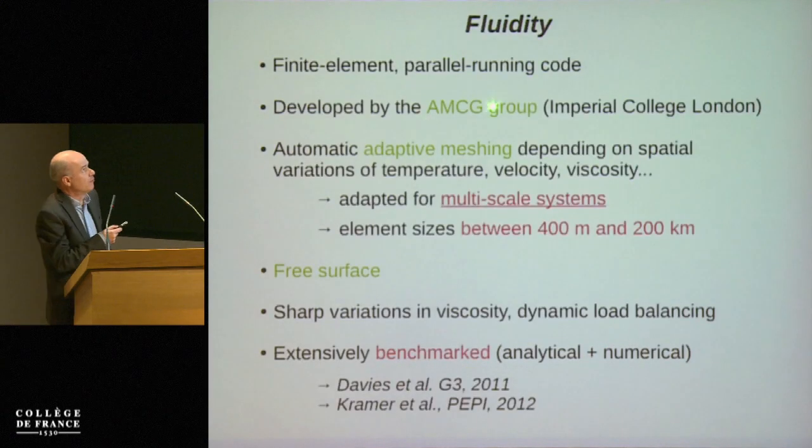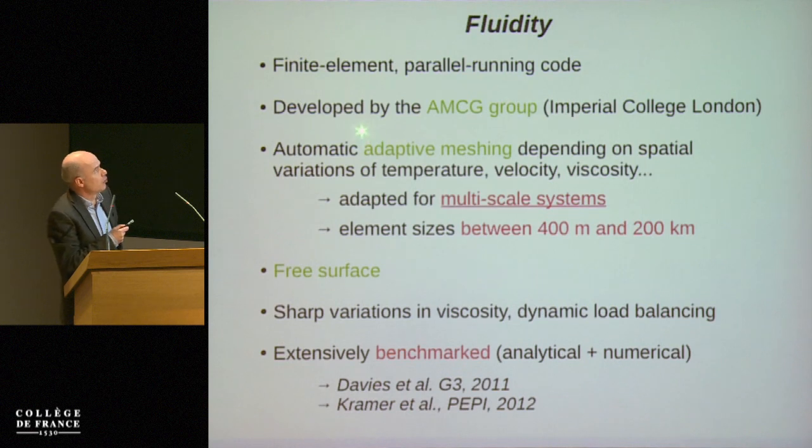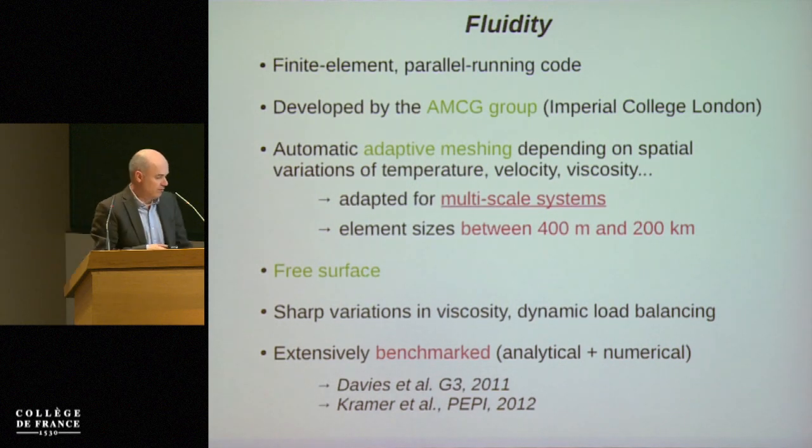So all this is solved using Fluidity. I guess we mentioned just a bit earlier, it has automatic adaptive meshing, and we'll see that in action in a moment. That's clearly very useful for a multi-scale system, which the subduction zone case is, when we compare its global potential impacts with its very local variations in that weak zone. We can go to element sizes of between 400 meters and 200 kilometers. We have a free surface. We can handle sharp variations in viscosity.